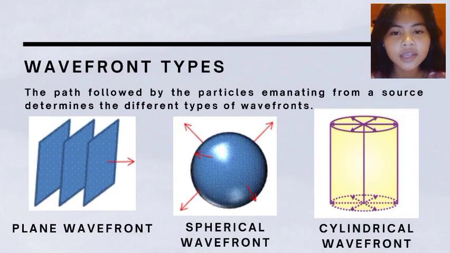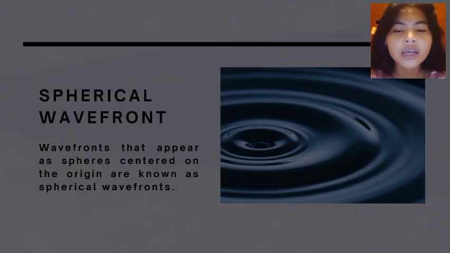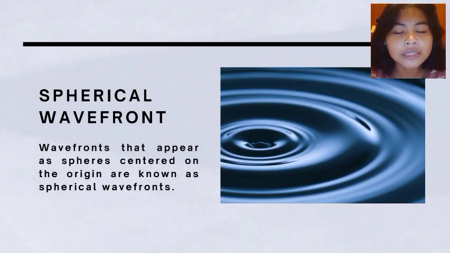As I stated earlier, wavefronts have three types, namely the spherical wavefront, the cylindrical wavefront, and the plane wavefront. The very first type is the spherical wavefront. Wavefronts that appear as spheres centered on the origin are known as spherical wavefronts. Based on the definition given, relate it to the image that you've just seen on your screen.